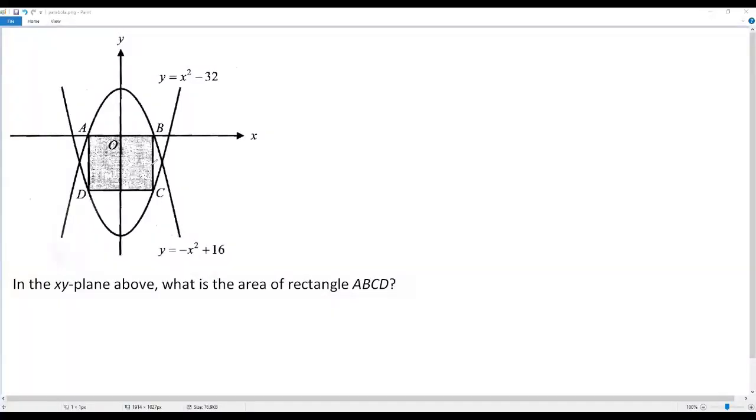Here we have a SAT math problem. Okay, let's go to the question. So here we have two parabolas on the xy plane. In the xy plane above, what is the area of a rectangle ABCD? So we have to find the area of this rectangle ABCD.